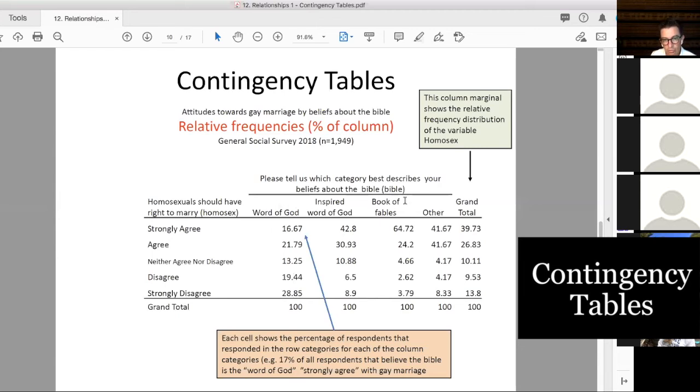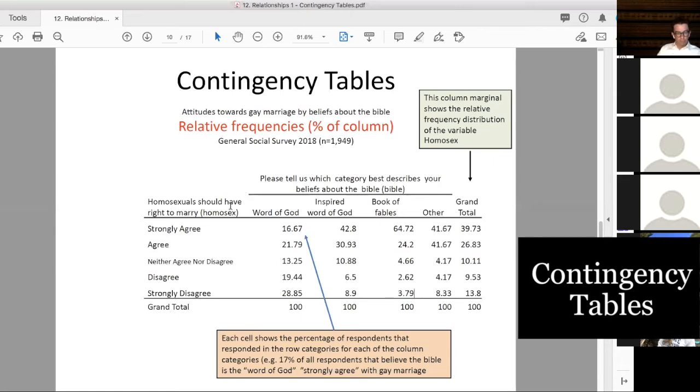Out of those that believe the Bible is a book of fables, right, out of those, 65% strongly agree with gay marriage, and about 4% strongly disagree with gay marriage. Okay? And this is the relative frequency distribution for this variable.